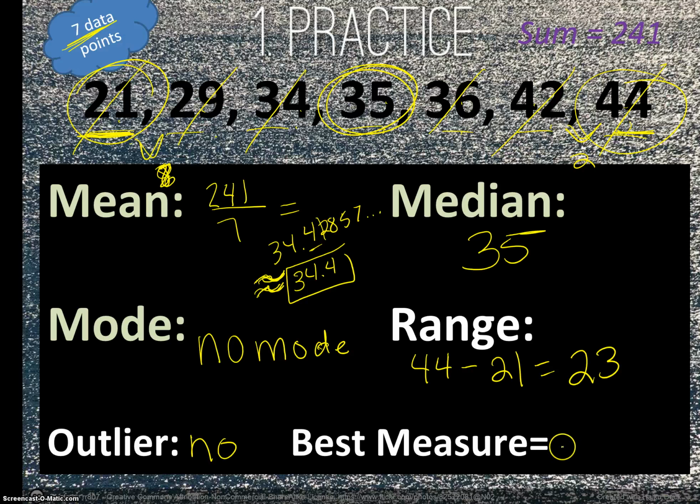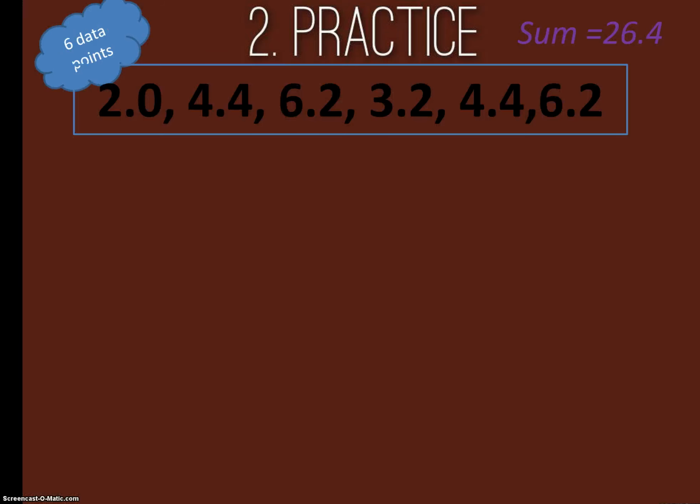So the best measure of central tendency would be the mean. The mean will be right in the middle. Let's try another one. So here's our data set. As you can see, it's not in order, but I already did find the sum.